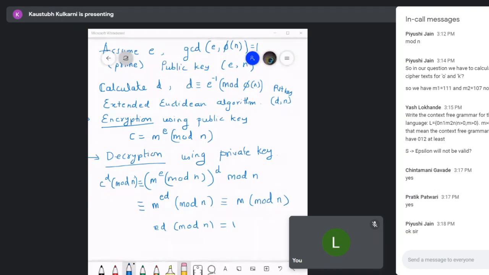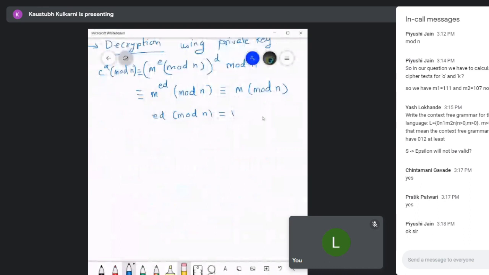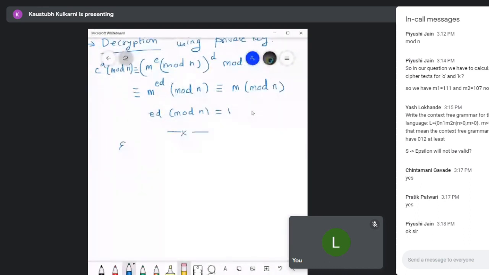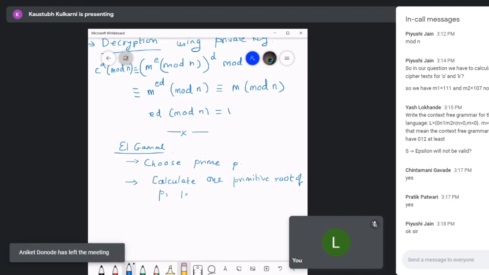Okay, now the steps for the El Gamal crypto system. This was for RSA. For El Gamal, first you will have to choose a prime P. Then calculate only one primitive root of P. You just require one primitive root of P, and let it be G. So G is the primitive root mod P.